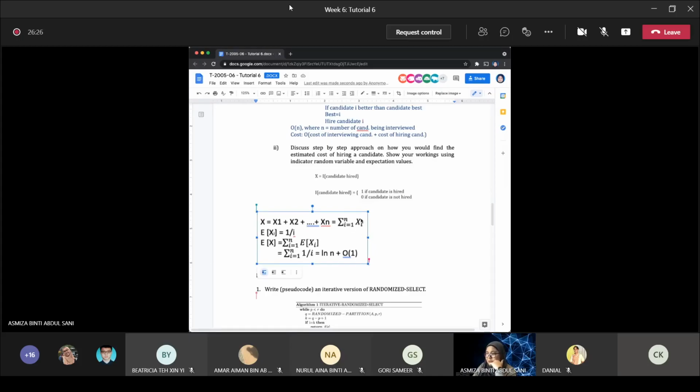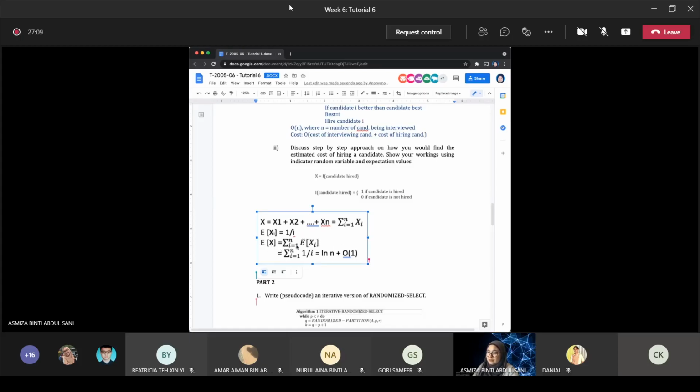So we have the sum. We need to find the sum of the expectation of candidate 1 up until n, of candidate i being hired. And we know that the probability would be 1 over i, where i is the index out of the total number of candidates that we have. And then the expected cost is, actually, in this one, before the linearity of expectation the E is outside, but this one is after you apply the linearity of expectation.